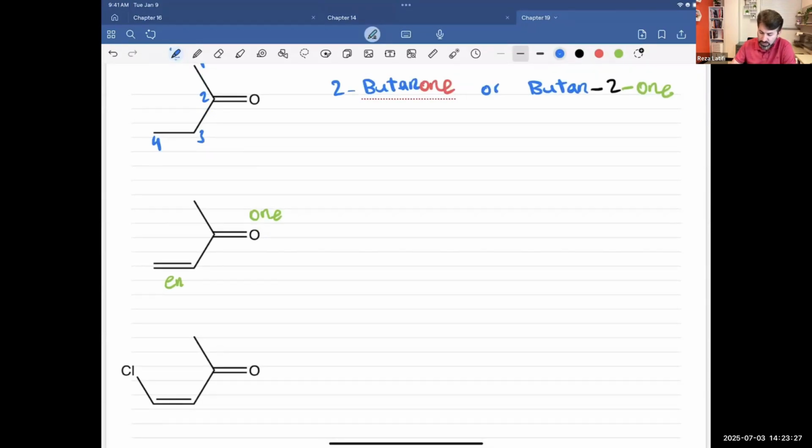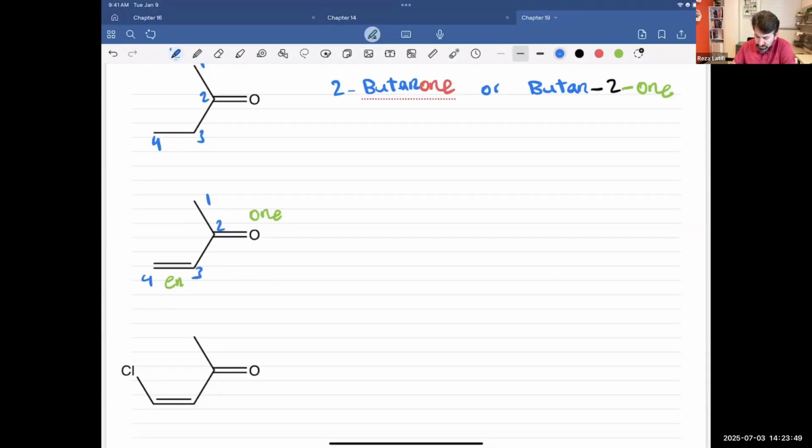Okay, again, we're going to label it in a way that the functional group, the carbonyl group, will get the smallest number. Should I go from here? And in that case, the double bond will get the smallest possible number. If I go 1, 2, 3, or should I go from there? 1, 2. The correct answer is this. So you go 1, 2, 3, 4. And the way you're going to name it, you will say this.